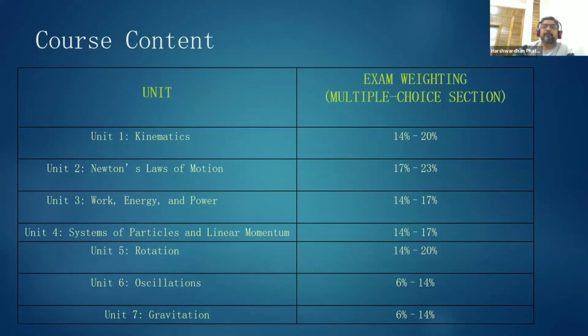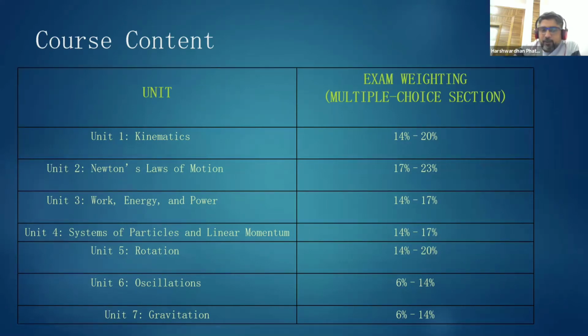The course content, this is very important. As you can see, the entire course has been divided into 7 units. Unit 1 is kinematics. The exam weighting is approximately 14% to 20% of the total questions. Then we have the second unit, which is Newton's laws of motion or the dynamics part from the mechanics syllabus. The third unit is work, power, and energy.